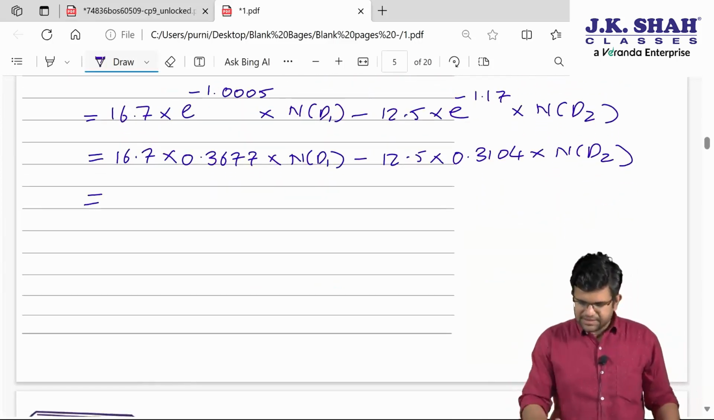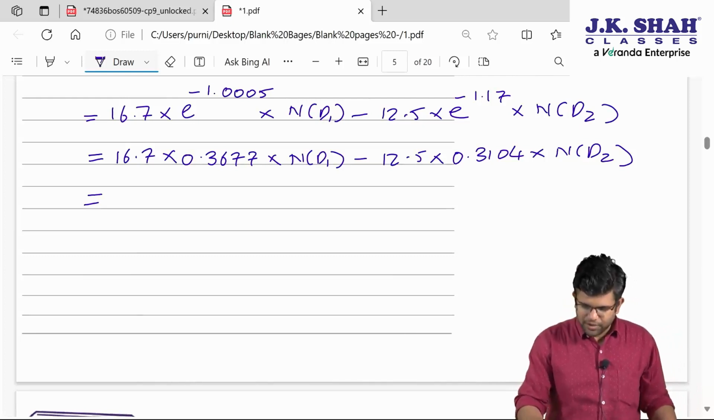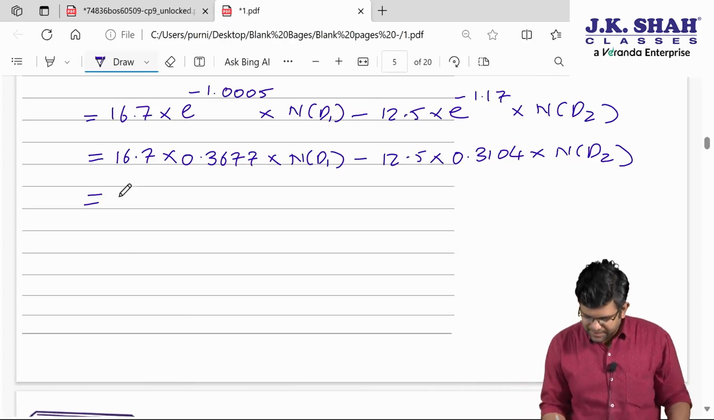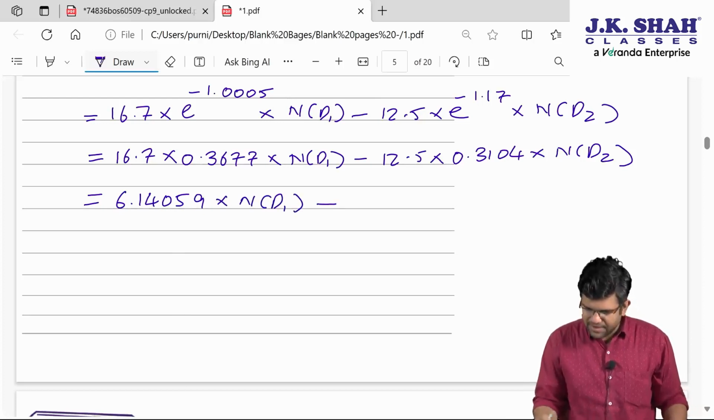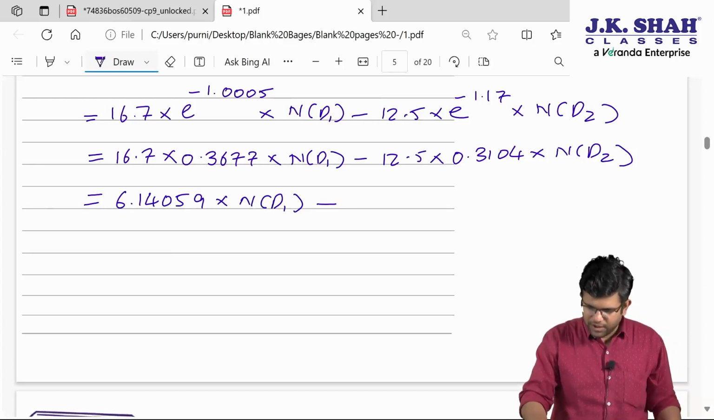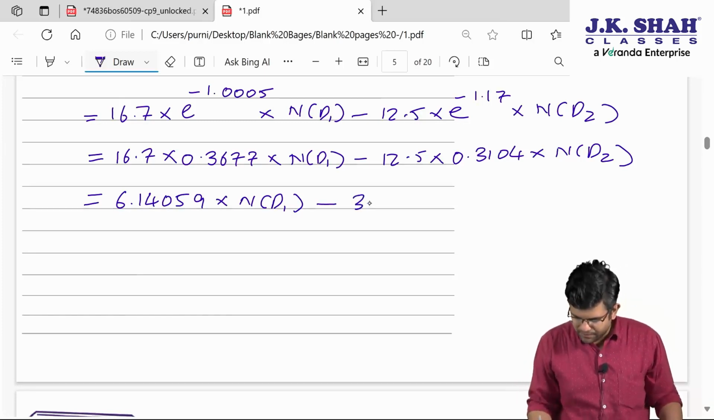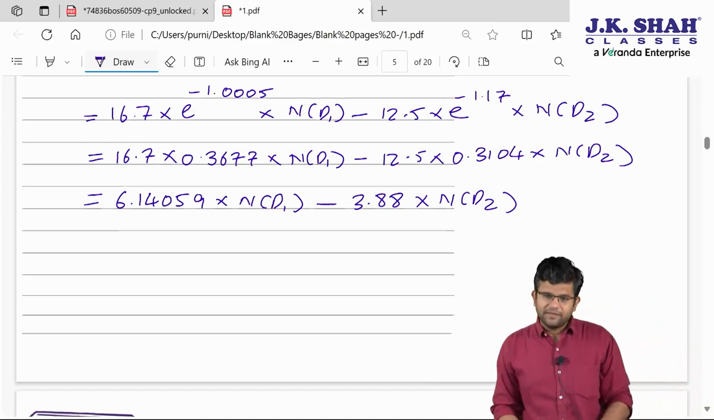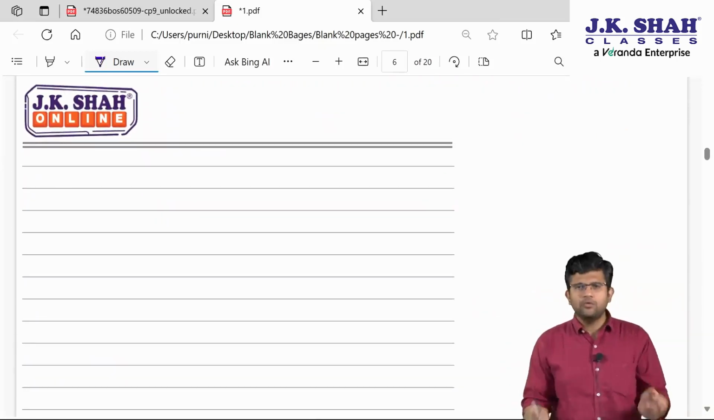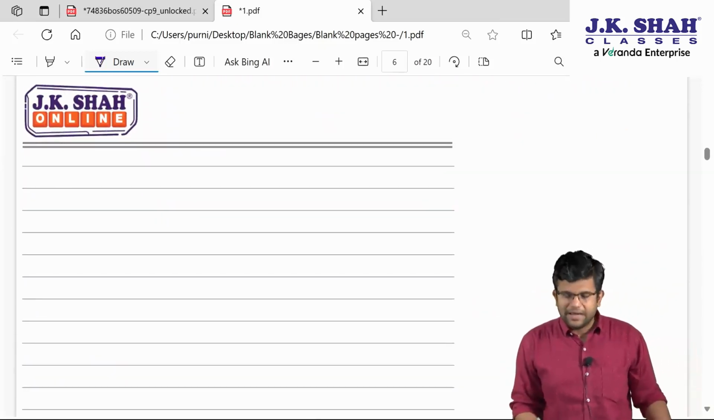Then let's take the calculations. This is 16.7 into 0.3677, and that comes to 6.14059 into ND1 minus, so this will be 12.5 into 0.3104, so this is 3.88 into ND2. Everyone clear till here? Now that we have this, let us go to ND1 and ND2. For that, we'll first of all do D1 and D2.